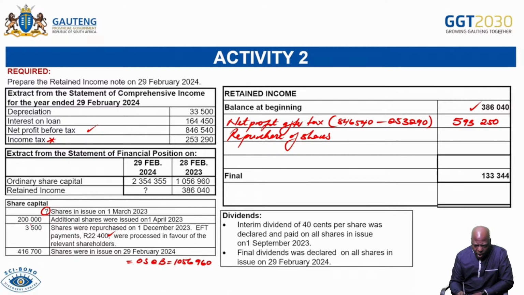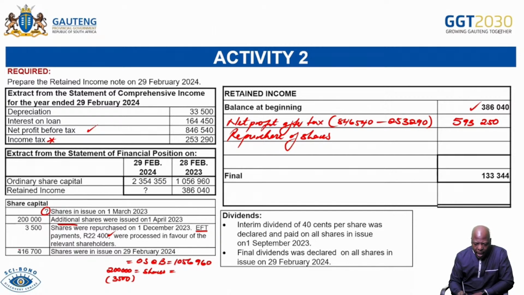And then 200,000 additional. So we had shares at the beginning, then we come here to add 200,000 shares, and we're not told how much we received. And then 3,500 shares were repurchased. That means I have a bracket here, and I'm going to put my 3.5 here. Shares were repurchased at 22, and this is what we paid. If you remember the top of the triangle, we paid 22,400.